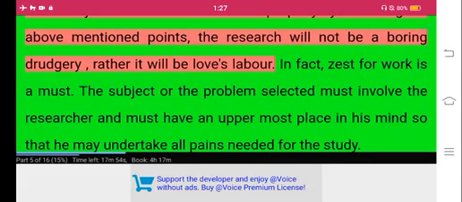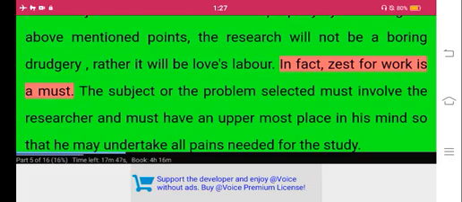If the subject for research is selected properly by observing the above-mentioned points, the research will not be a boring drudgery, rather it will be love's labor. In fact, zest for work is a must.